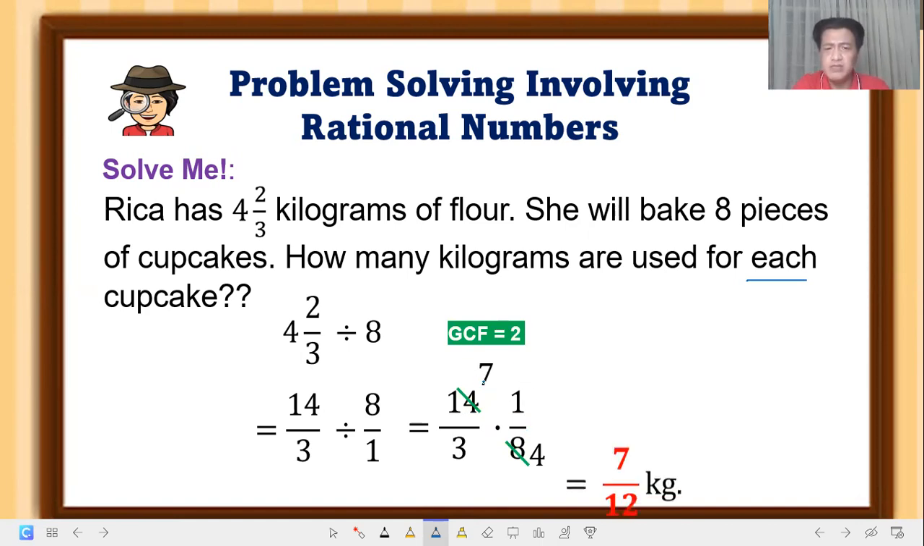Yung natira natin diyan, multiply natin, di ba? 1 times 7 is 7. 3 times 4 is 12. Meaning to say, sa bawat cupcake na gagawin ni Rika doon sa 8 piraso, meron siyang 7 over 12 kilograms of flour or yung harina.